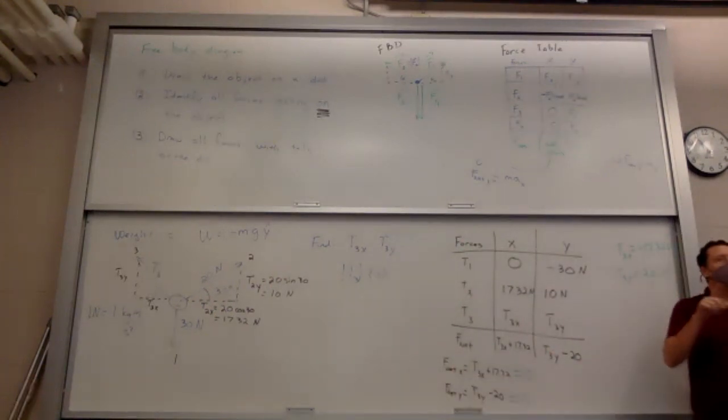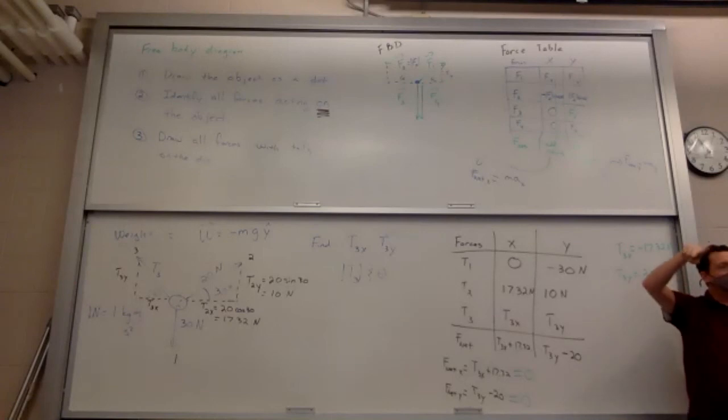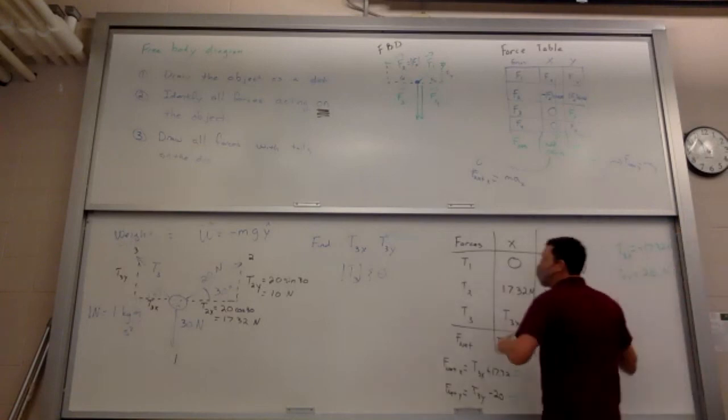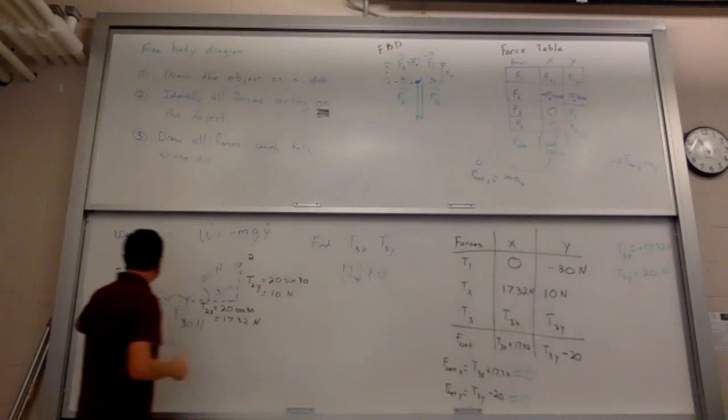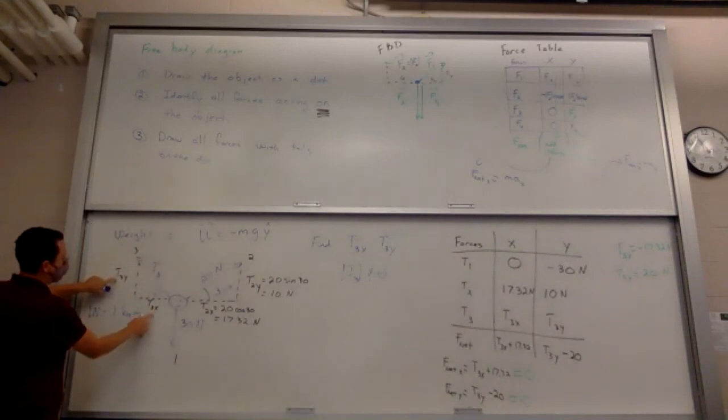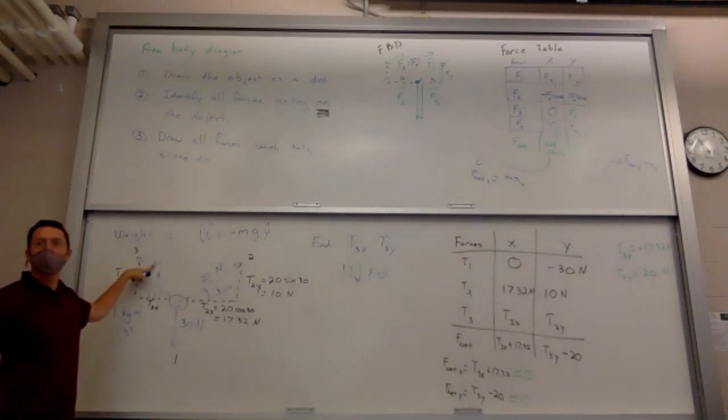Oh, if anyone's done that, do they ask for the angle with respect to the positive x-axis? Okay, so that would be something. All right, let's go through. We know these two numbers. How do we find T3? Magnitude.